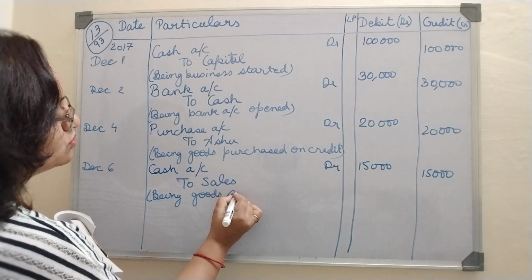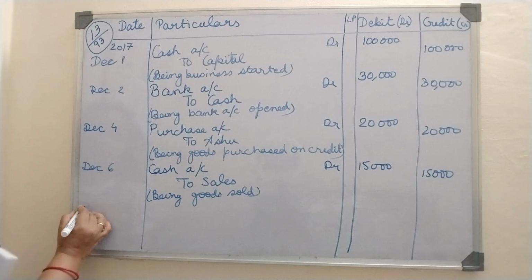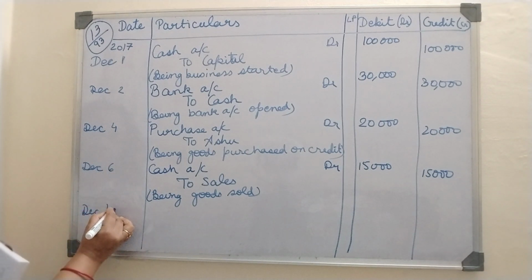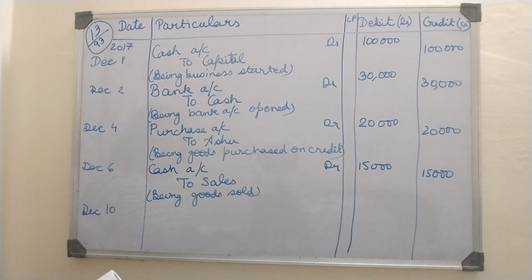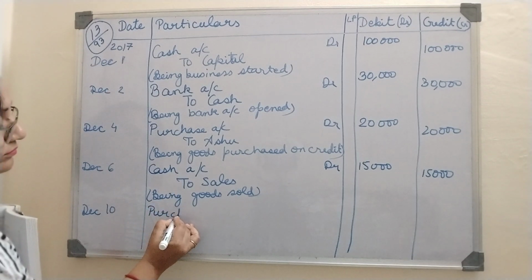Being goods sold. Okay. Now next is December 10. December 10 is bought goods from Tata for cash 40,000. So again we are purchasing for cash. So purchase account will be debited.